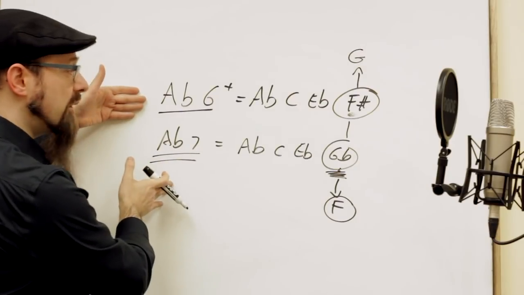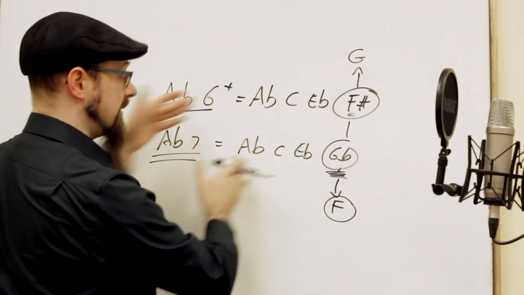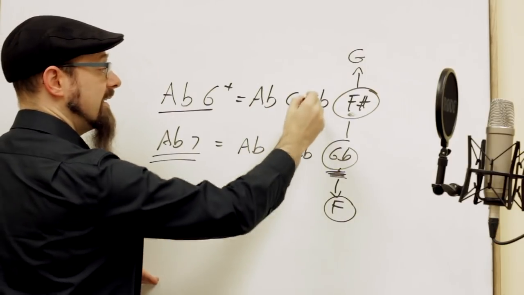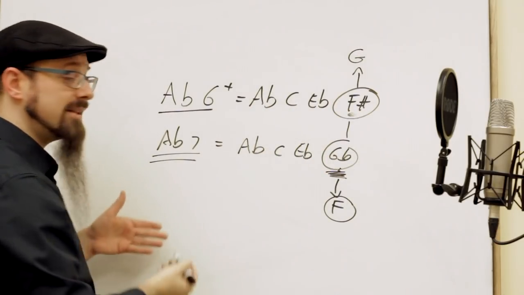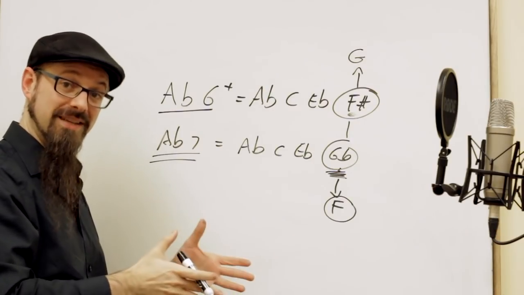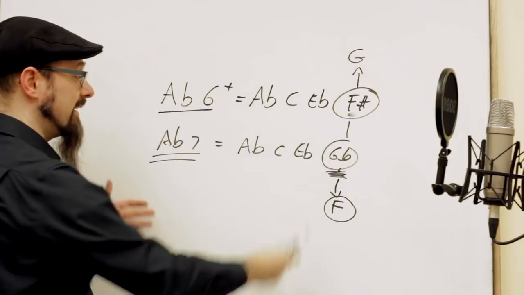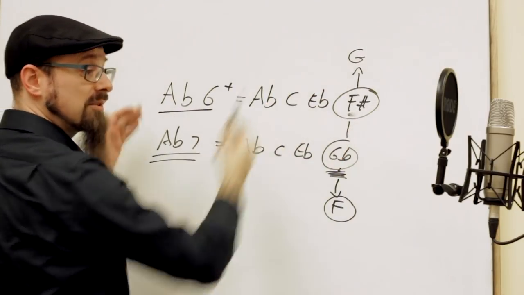So those two chords, they have the same enharmonic pitches, meaning that A flat, C, and E flat are the same, and those two notes are the same enharmonic pitch. But they don't behave in the same way. They don't function in the same way. They function differently. This one has the seventh that resolves down. This one has the augmented sixth that resolves up.